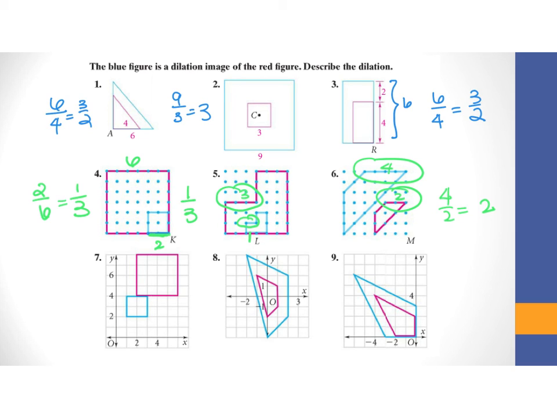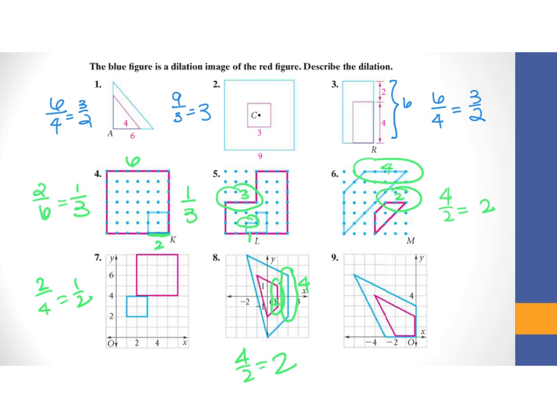For number 7, the blue image is smaller, and that's 2. And then my red image has 1, 2, 3, 4. So this here will give me a dilation of 1/2. And I like nice straight lines, so I'm going to use my blue side length here of 1, 2, 3, 4. And then if I look at the corresponding one here, I can see that that's 2. So this is 4/2, or a dilation of 2.